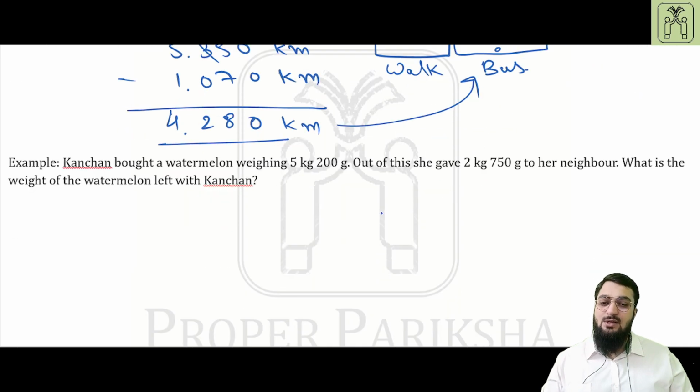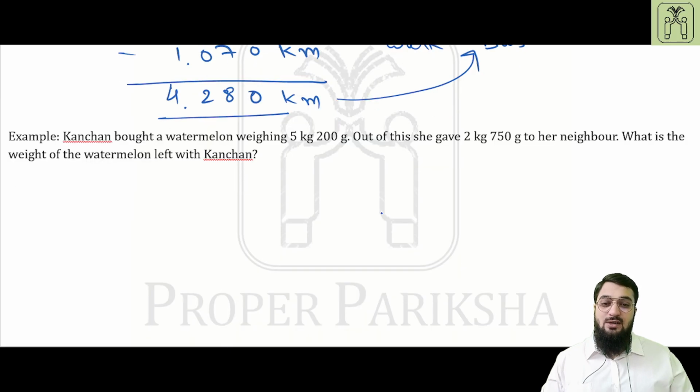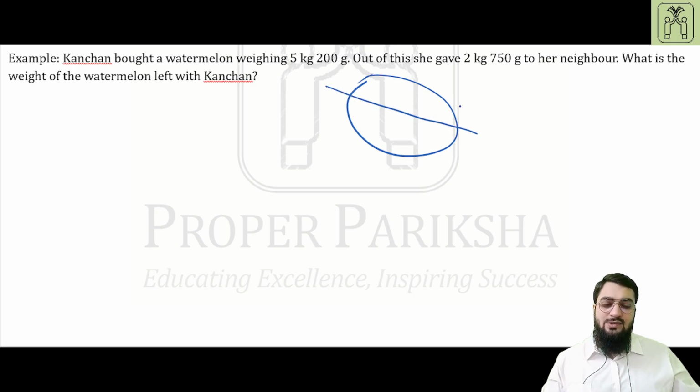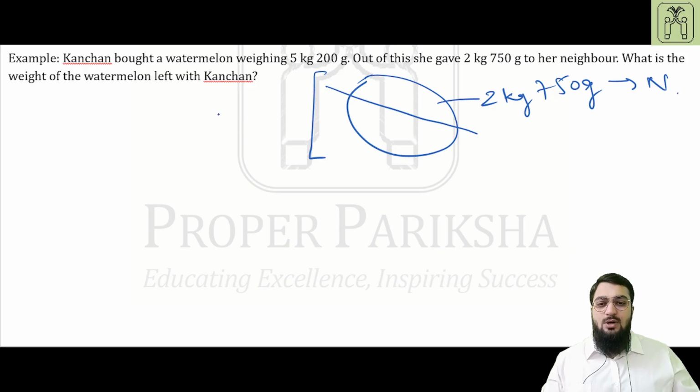Next example. Kanchan bought a watermelon weighing 5 kilo 200 grams. Out of this, she gave 2 kilo 750 gram to her neighbor. What is the weight of watermelon left with Kanchan? So basically, the question says that Kanchan bought a watermelon, and from that she cut a particular segment that was 2 kilograms and 750 grams, and she gave it to the neighbor, and the total weight was 5 kilograms 200 grams, that is 5.2 kgs.